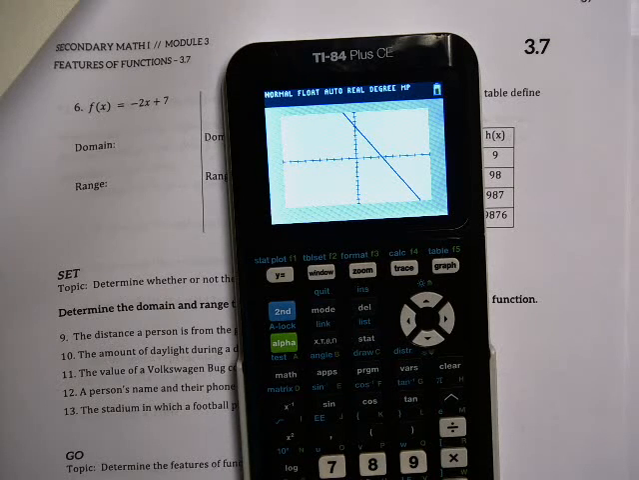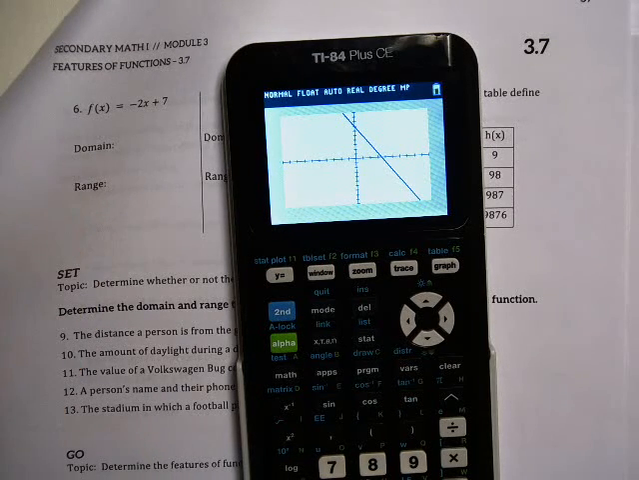What's the domain? What's the domain? Allison? Yeah, that's right. We assume that this goes on forever, which it does. If I could make the calculator do that, which I can't. It's not that good. What's the range then?